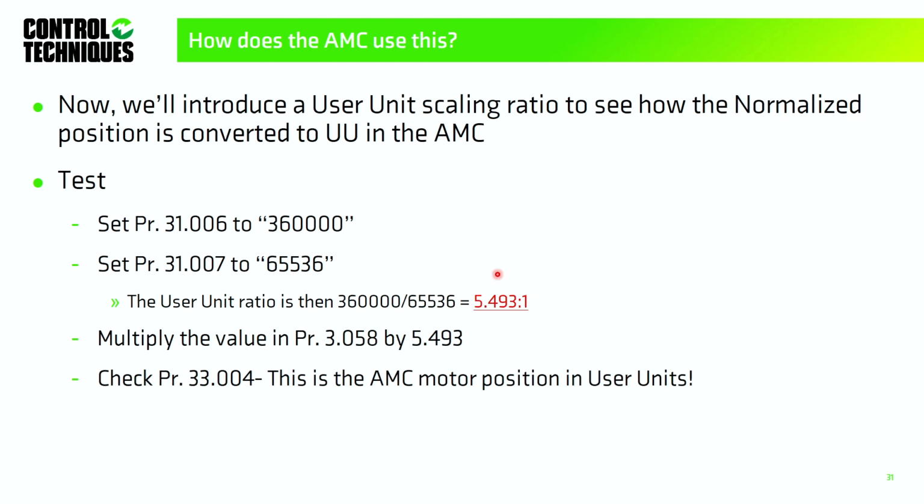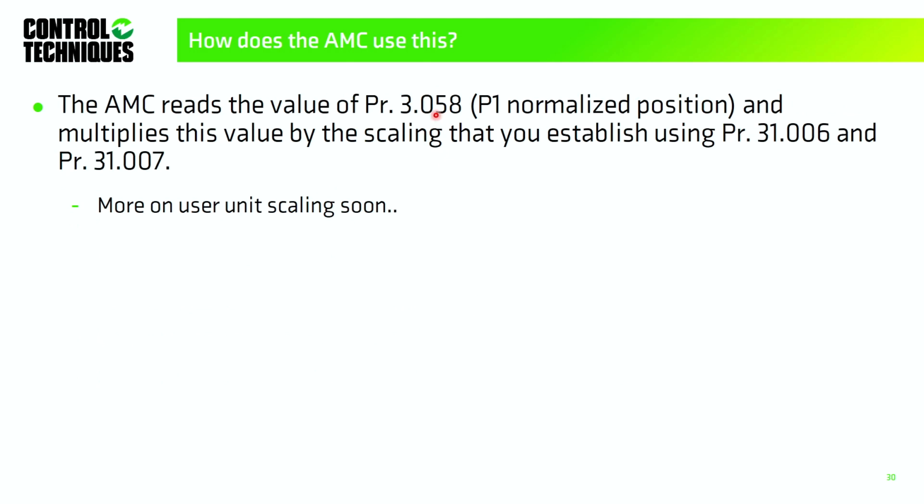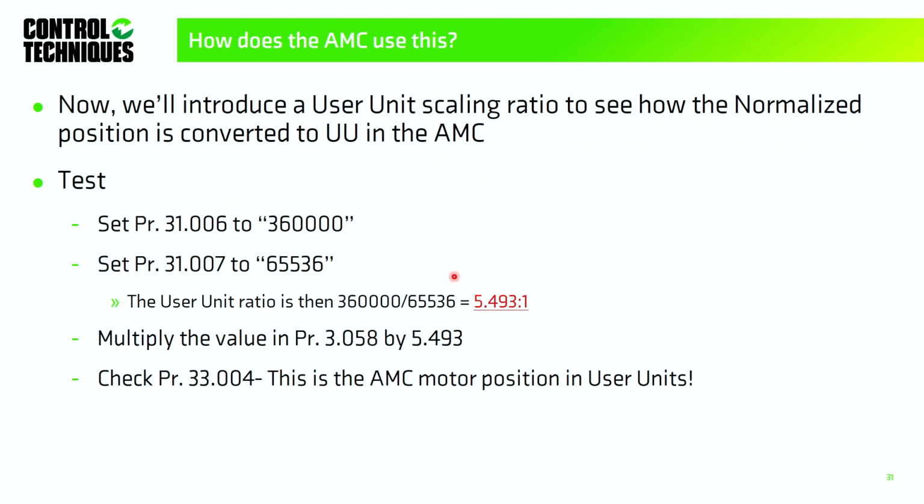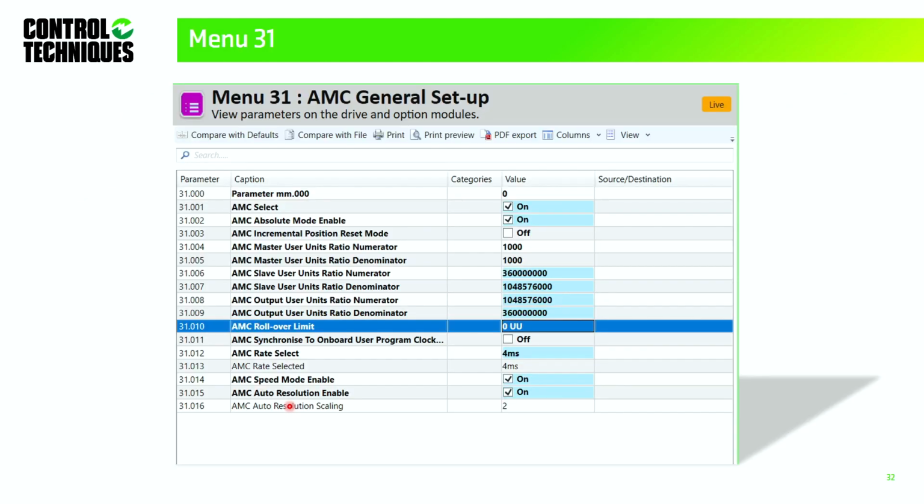And if I wanted to check what the position was, I would multiply the value in 358 by this turns ratio. Then I would go to menu 33, parameter 4. That's the motor position in user units. So this just walks through how I get from the normalized position in 358 to the user unit position, which is in menu 33, parameter 4. So we're going to talk about scaling now. Here is menu 31.